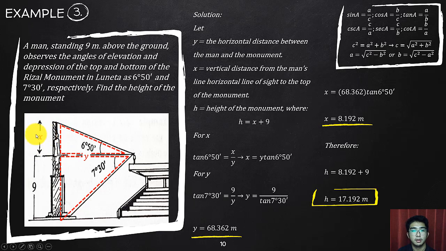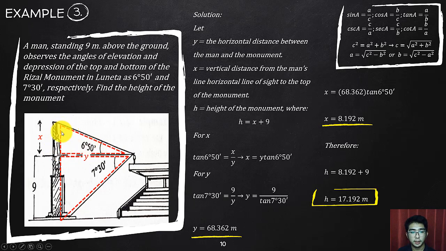So let x be the vertical distance from the man's horizontal line of sight to the top of the monument. Whatever this height is, that's the vertical distance. If we're solving for h, the height of the tower, we need x, correct? So how high above the horizontal line of sight of the man the tower reaches. So we need that.